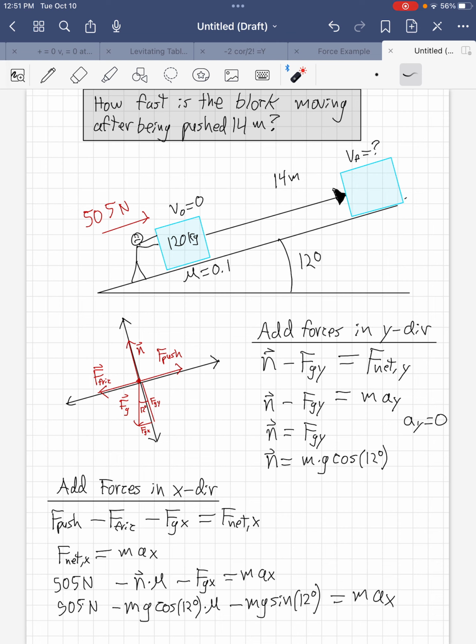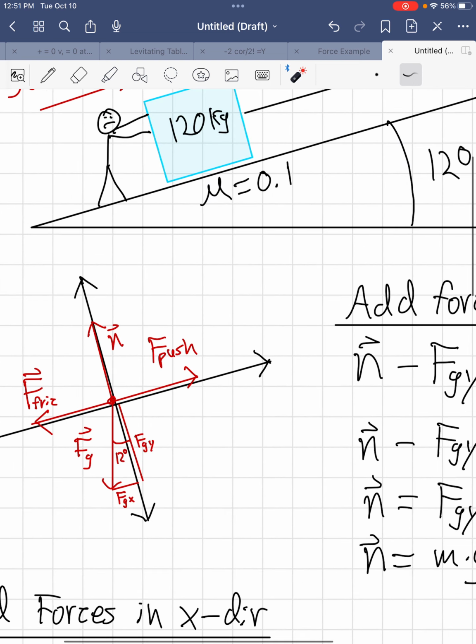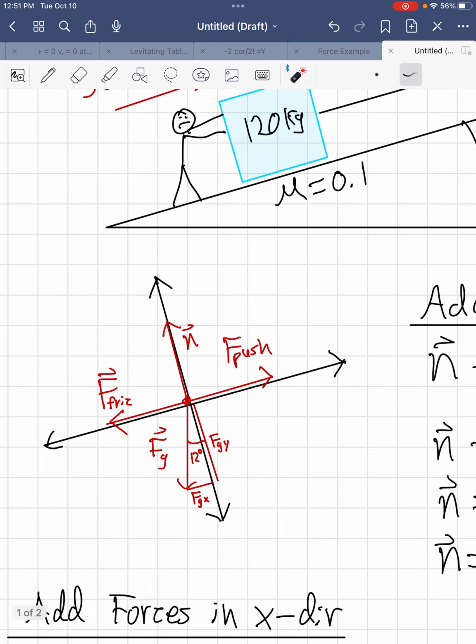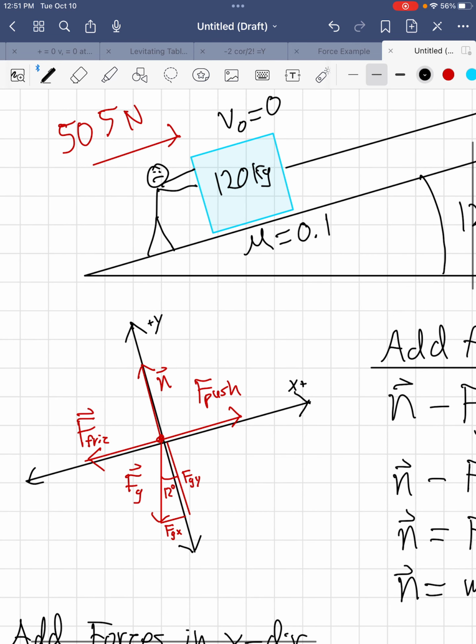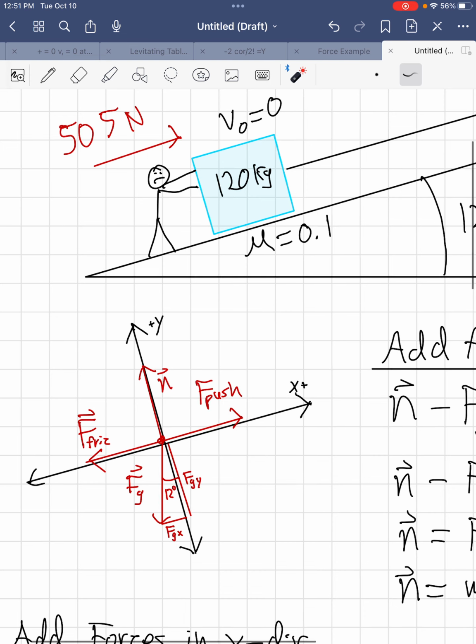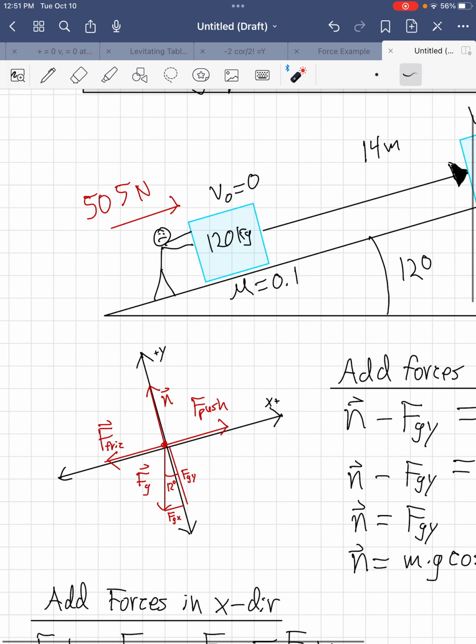And one of the first things we do, obviously, with a force problem is we draw a free body diagram, which I've done here, right? And we have our positive x-axis over here, positive y-axis going up. The x-axis is parallel to the slope, and the y-axis is perpendicular to that. So obviously, I mentioned he's pushing directly up the slope, so the push force is going directly in the positive x direction. And there's friction, which acts in the opposite direction of motion. So friction will be going in the negative x direction.